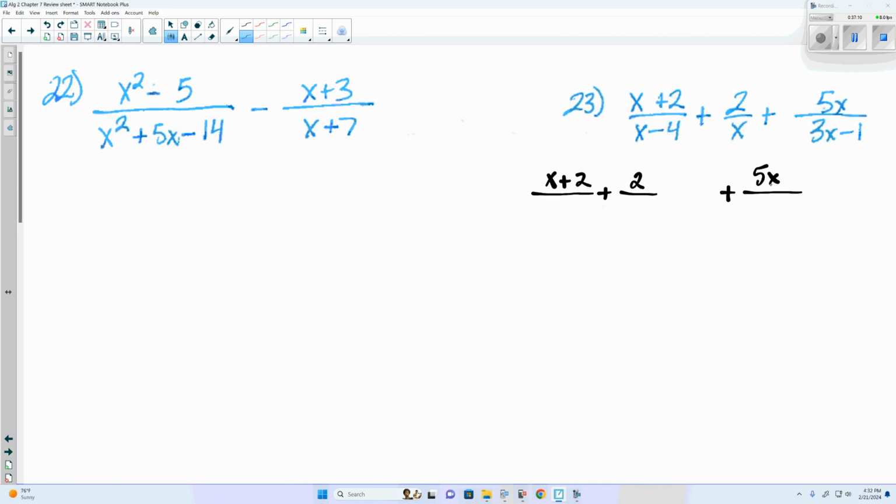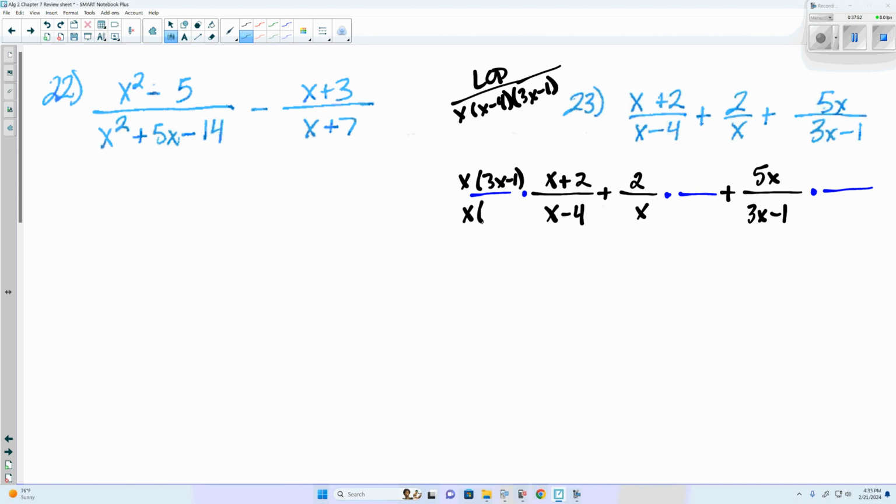And we're not going to have one with 3 expressions being added together. We're mainly going to have 2, but it's good to look at it anyways, because we're going to need to multiply all of them by something to get the denominators to be the same. To get the least common denominator, what's going to make them be the same? We need x minus 4 and 3x minus 1. The one on the far left, well, we need an x and 3x minus 1.